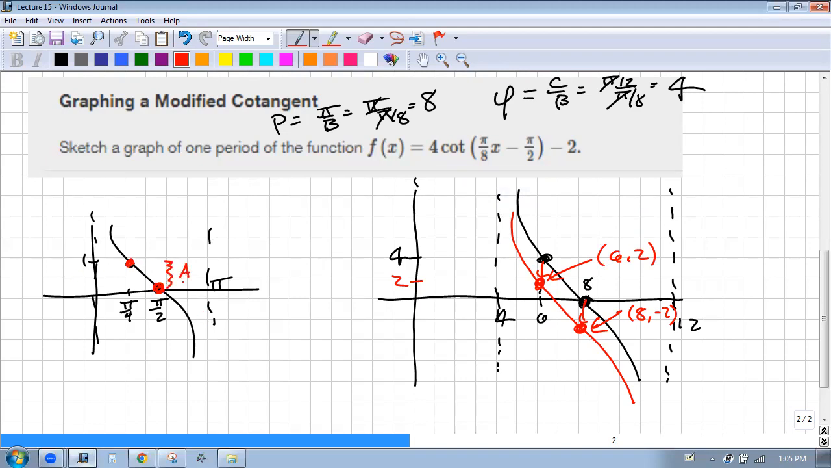Difference between those, that gives you your A. That's how you get the A. That's why you need 2 points to get the vertical stretch. And this guy told you your shift and your period, right?